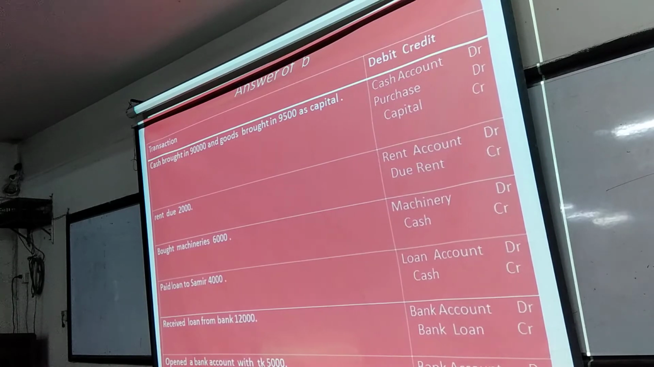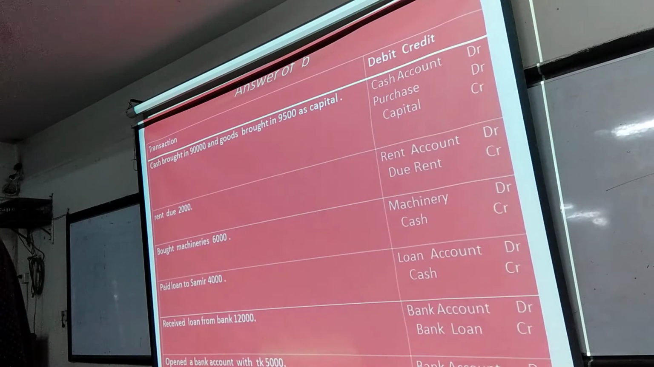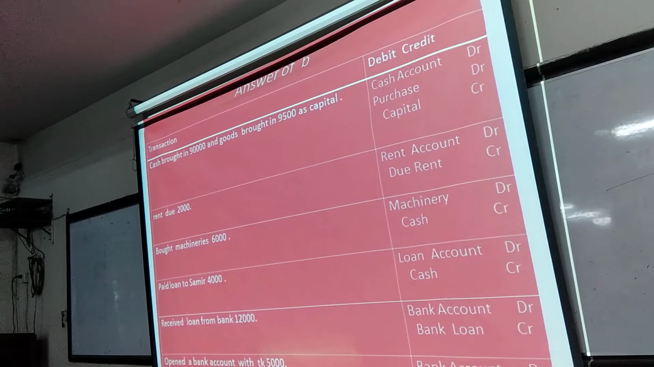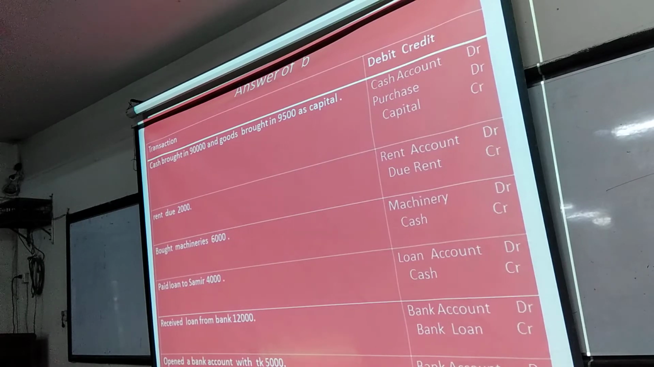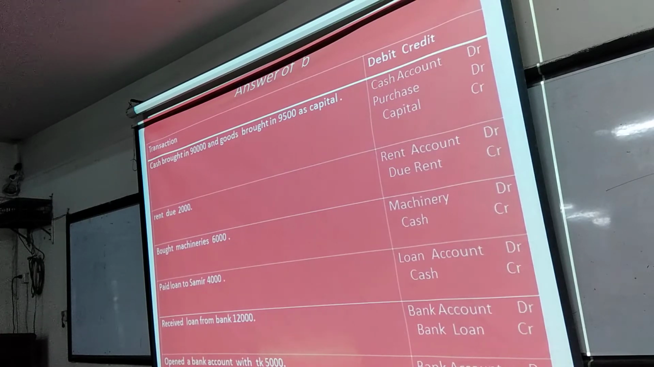Okay? Opened a bank account with taka 5,000. Your bank balance will be increased. As a result, bank account will be debited and cash account will be credited.